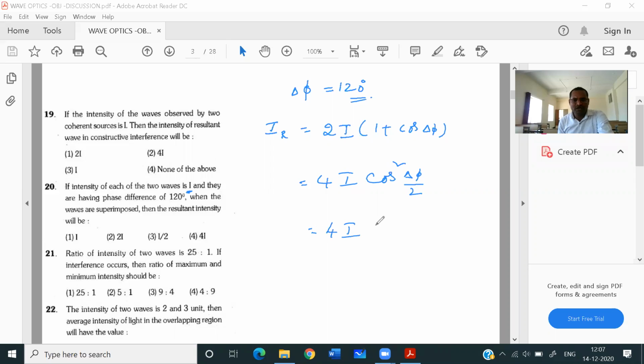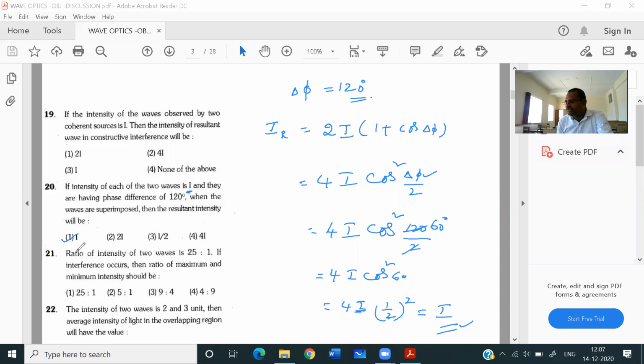So 4I into cos square of delta phi by 2, where 120 divided by 2 means 60 degrees. So it will be 4I into cos square 60 degrees. Cos 60 is 1 by 2, so 1 by 2 whole square is 1 by 4, and the 4 cancels. It will be I. So for the 20th question, the intensity is I. Got it? Clear? Understanding, students? Next.